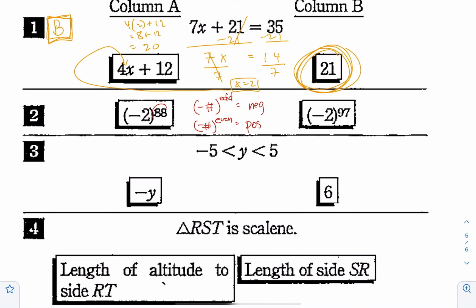So in this case, 88 is even, so column A is positive, it's greater than 0. Whereas because 97 is odd, column B will be negative. It's further away from 0. So the answer here will be A.